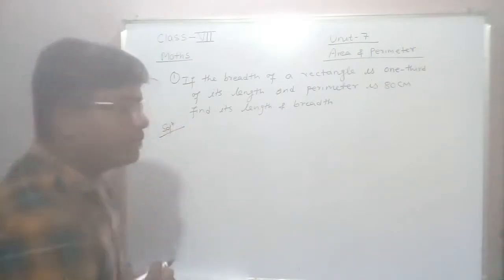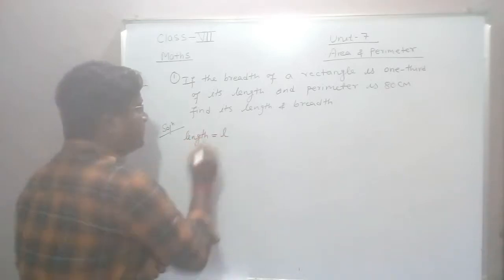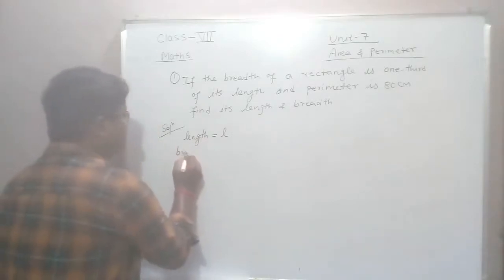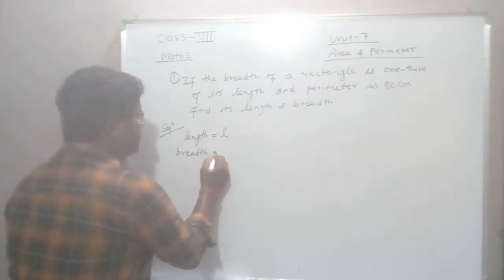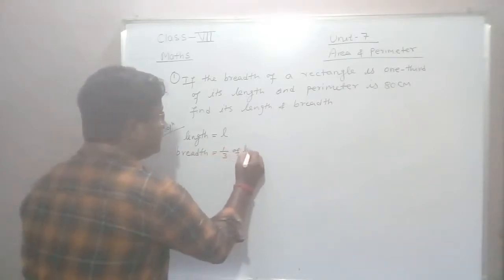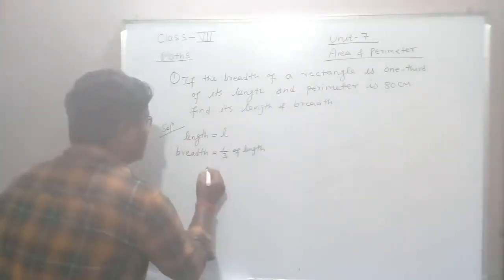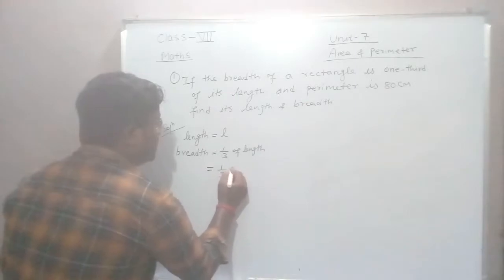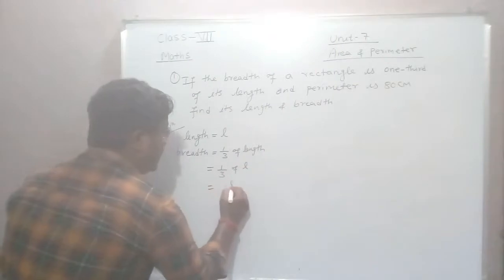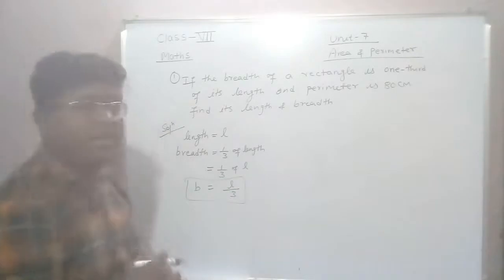Let us suppose length is L. So breadth is one third, means 1 upon 3 of length. This is the condition: one third of its length. So 1 upon 3 of means into. Length is L, so we got L upon 3. So breadth we got is L upon 3.